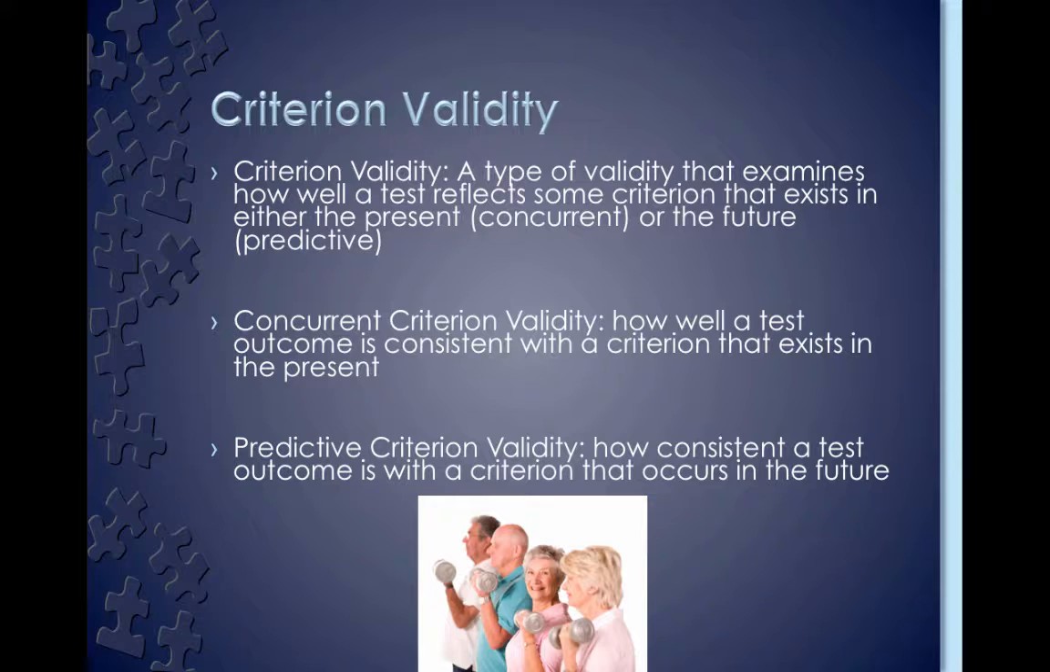Whereas predictive criterion validity is how consistent a test outcome is with the criterion that occurs in the future. So one of the measures that I'm currently using in a longitudinal study with about 100 participants and about 40 research assistants, that starts this weekend, one of the tests that they do that looks at aerobic endurance is called the 6-minute walk test.